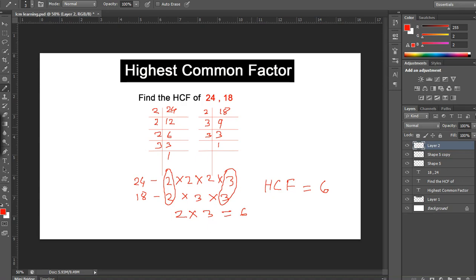This is the largest factor, and it can divide 24 and 18 completely without any remainder. So you can test it on your own.